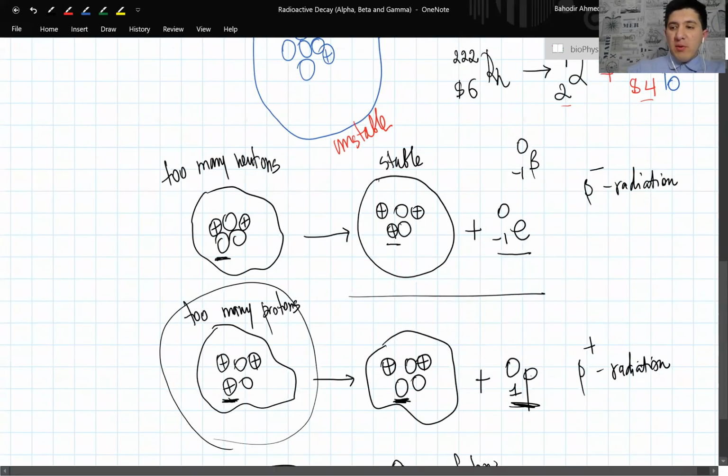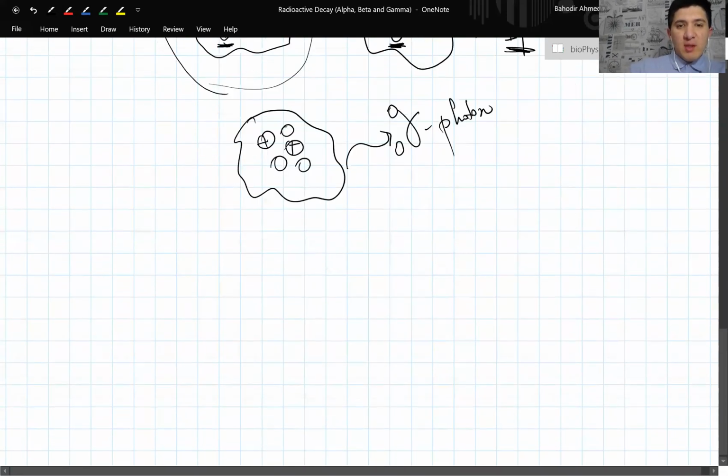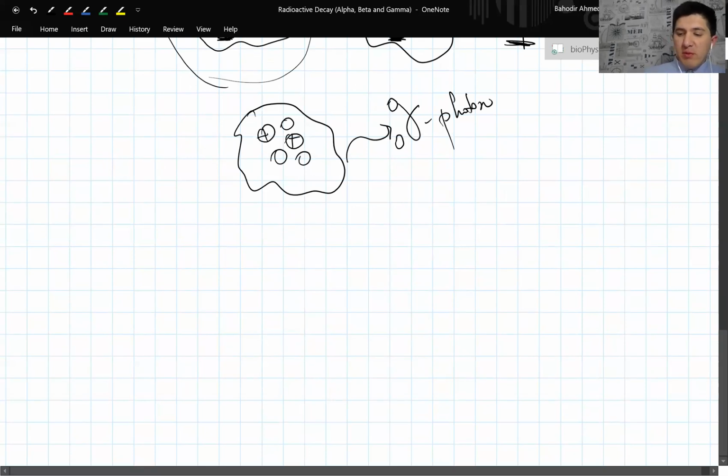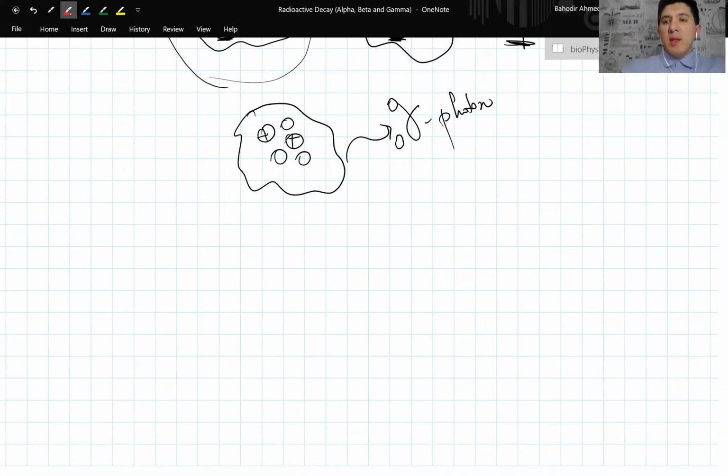So let's write down the summary for what we've learned so far. We talk about the radiation. So we say that the radiation is the process when the nuclei emits some particles in order to be stable. The unstable nuclei emit some particles in order to become stable nuclei. And depending on which particle emits, we are going to have different types of the radiation.